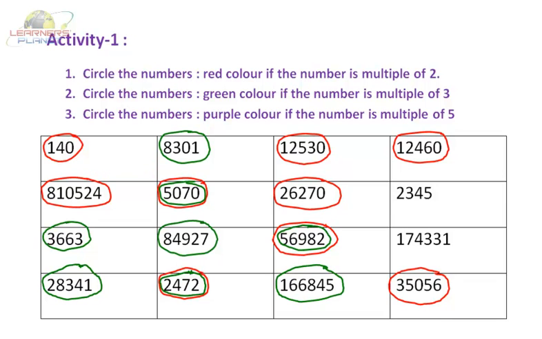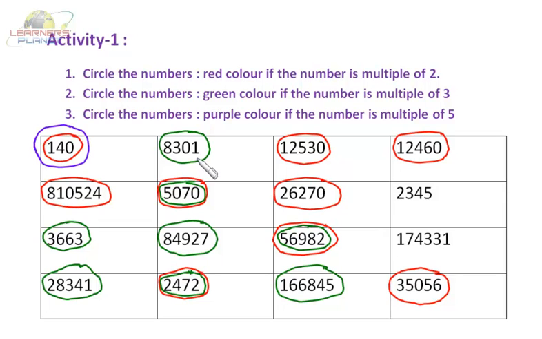Okay. Now let's circle all the numbers in purple color which are multiples of 5. Okay. Now let's begin with the first number. Now what is the divisibility test of 5? The divisibility rule of 5 is the unit digit must be either 0 or 5. So we just have to check the unit digit. In the first case, the unit digit is 0. So it will be a multiple of 5. So let's circle it in purple color.